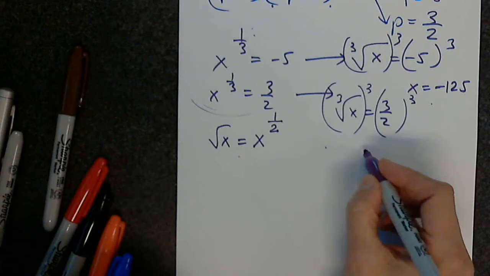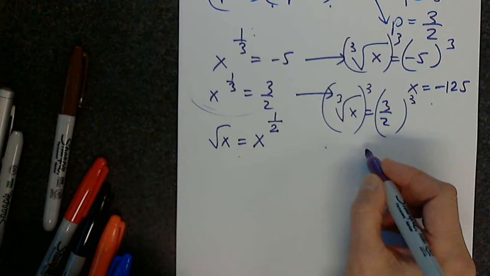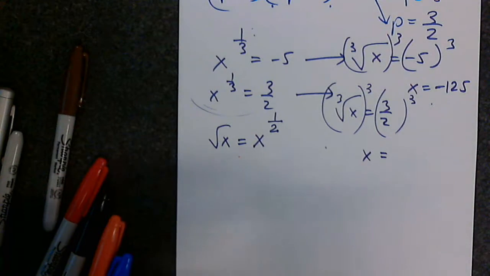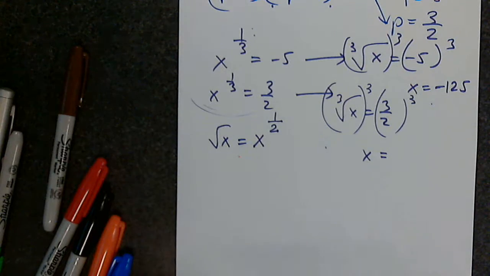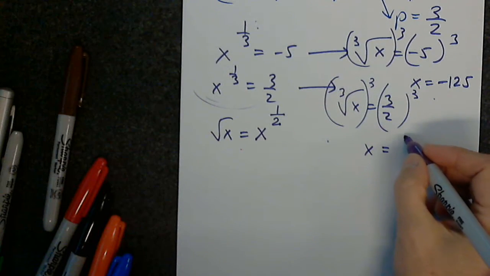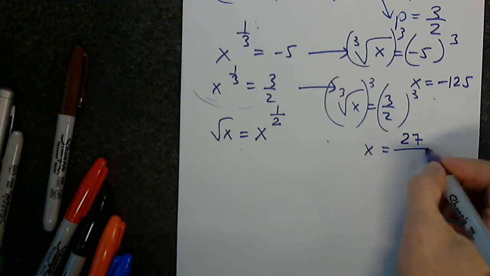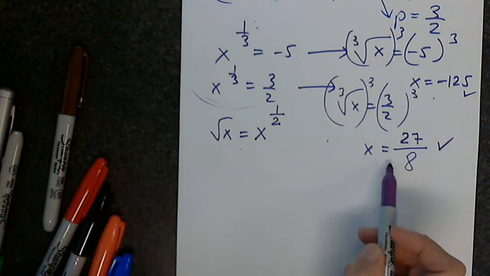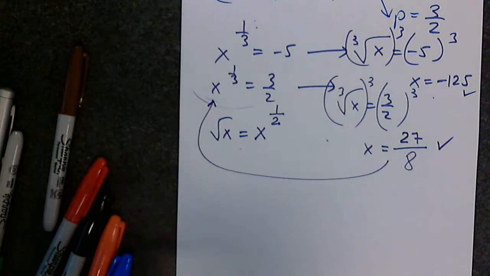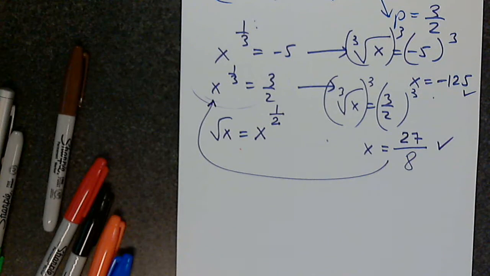The left-hand side is perfect, and the right-hand side is, remember how we raise a fraction to a power. We take the numerator to that power, and then the denominator to that power. What do we get? 27 over 8. Very good. Both work. You can go back and replace it in here. The cube root of 27 over 8 is indeed 3/2.